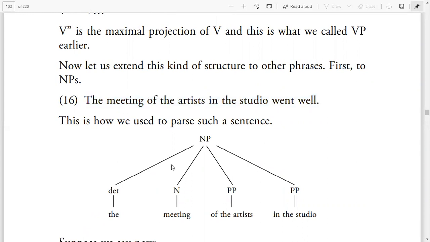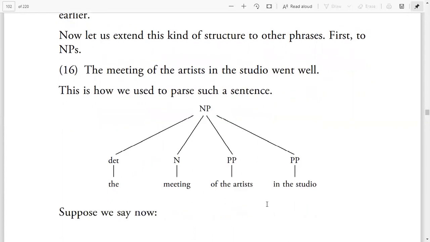Noun phrase here is divided into different branches. First of all, we use determiner for the, and then meeting is noun, then a prepositional phrase of the artist, and we have another prepositional phrase, that is in the studio: the meeting of the artist in the studio. We are just focusing on noun phrase here, so that's why we wrote this portion. We didn't write went well because we are not focusing on verb phrase. We have already discussed the verb phrase.